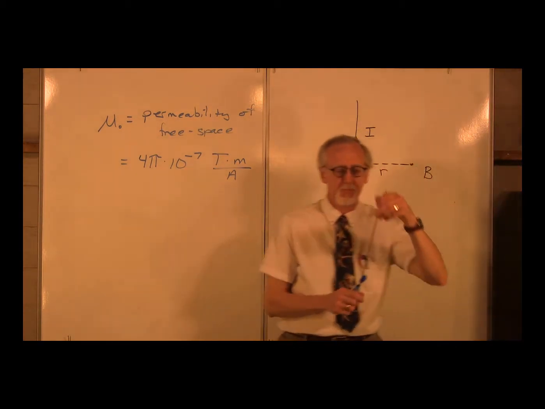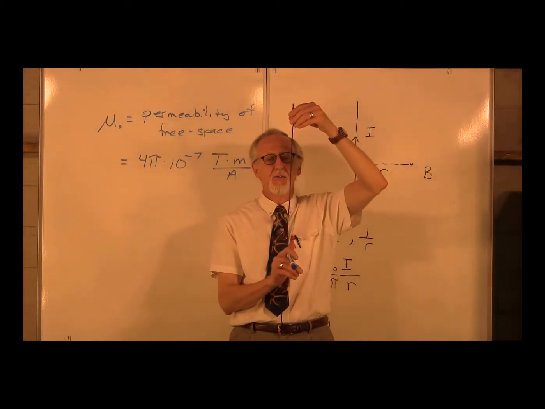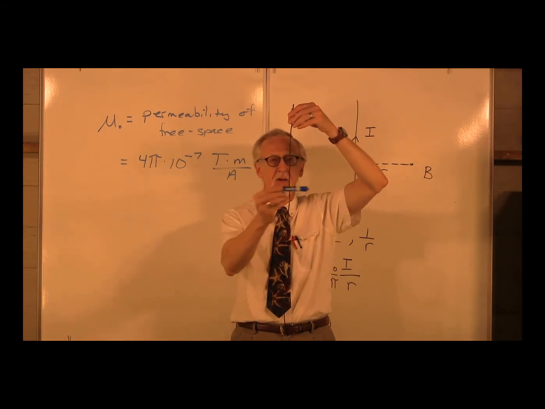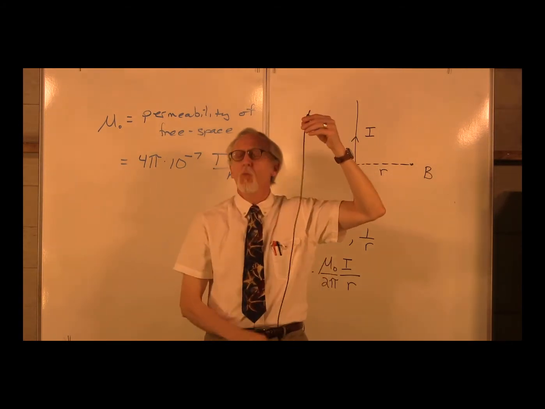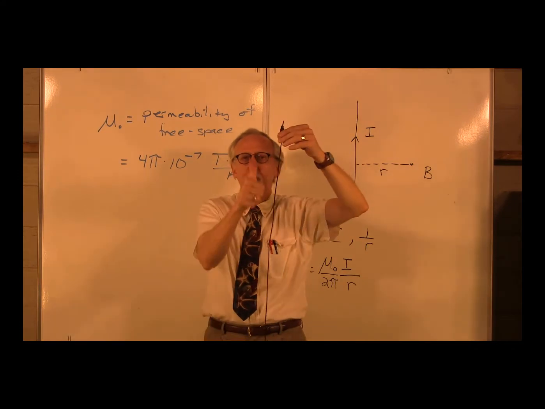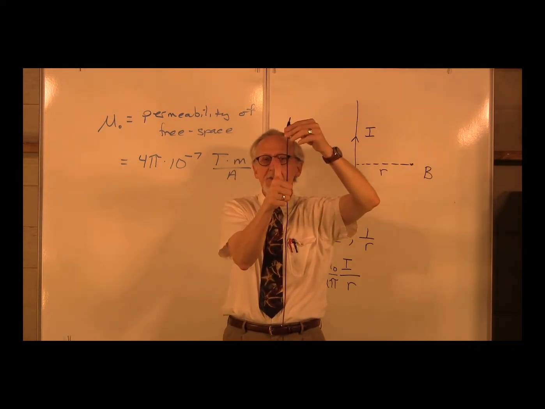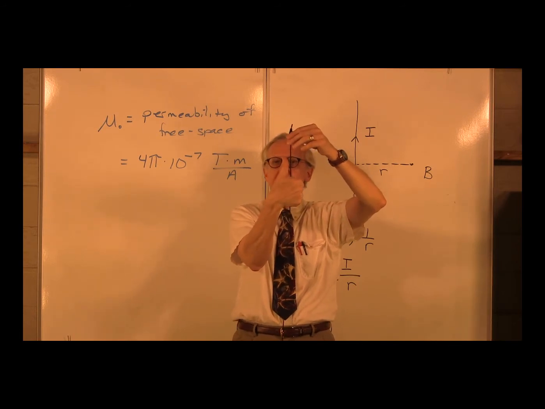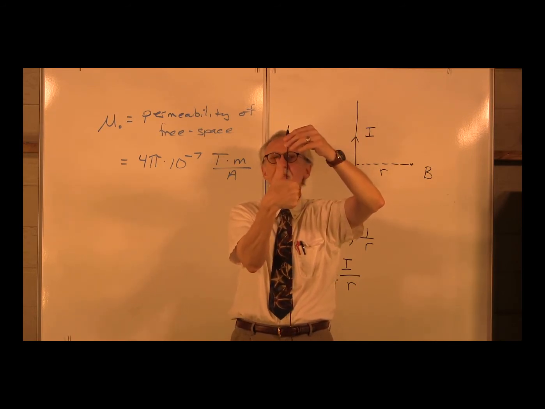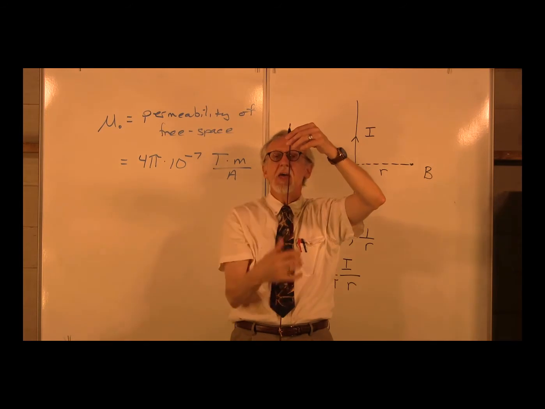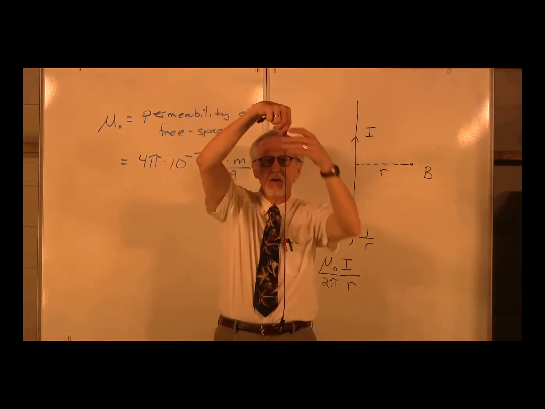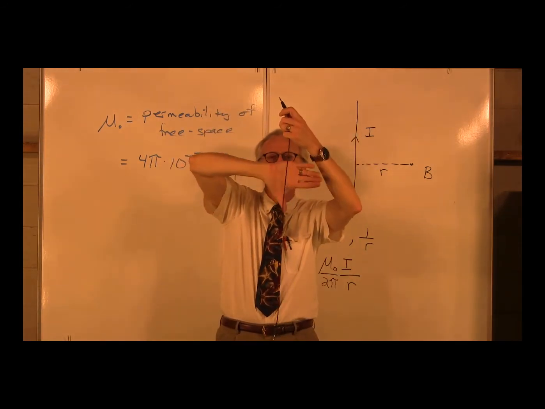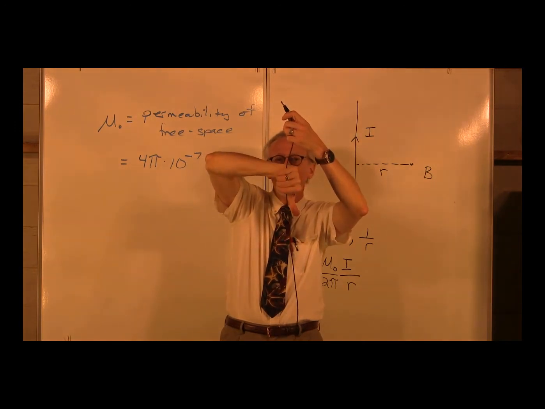So around the wire this way, we can use the right-hand rule by pointing your thumb in the direction of the current. Your fingers will then wrap around the wire in the direction of the magnetic field. If the current were going downward, point your thumb downward, the magnetic field would wrap around this way.